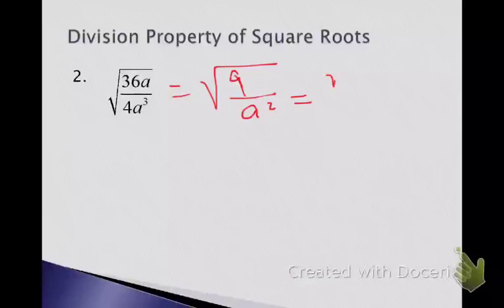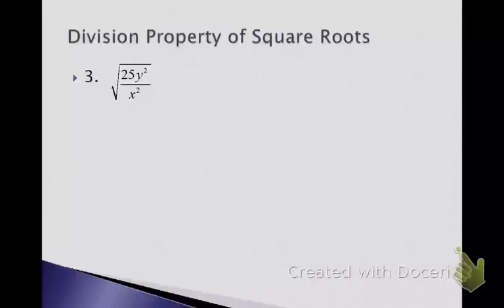Now we can split that up into the square root of 9 over the square root of a squared and simplify this a little bit easier. The square root of 9 is 3. The square root of a squared is a. And so we're done. Okay? So like I said, sometimes it's a little bit easier to simplify first. Okay? What about this guy?